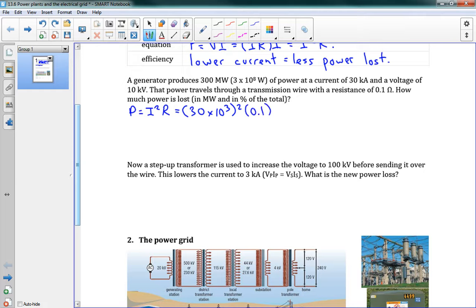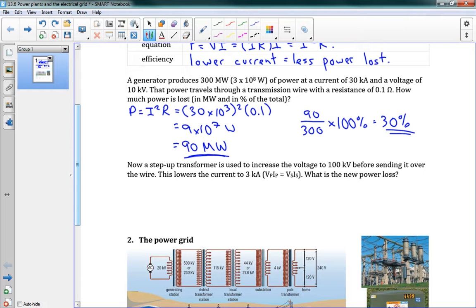Our resistance is 0.1 ohms. This gives us, oh, I'm sorry, it equals 9 times 10 to the 7 watts, which is equal to 90 megawatts. The question says we want the power loss in megawatts and also in percent of the total. So if we do 90 divided by a total of 300 megawatts, and multiply that by 100%, we get a result of 30%. That's pretty bad.